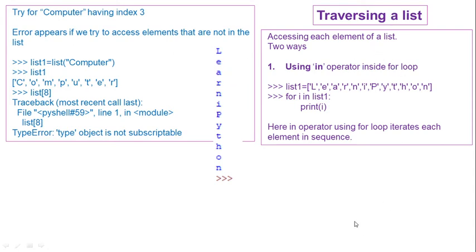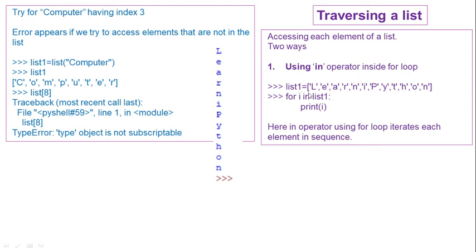Now we have our next topic, traversing a list. You know what traversing actually is? Traversing means accessing each element one after the other. There are two ways. One is using the in operator inside a for loop, and the second is using the range function. Let's look at the in operator.